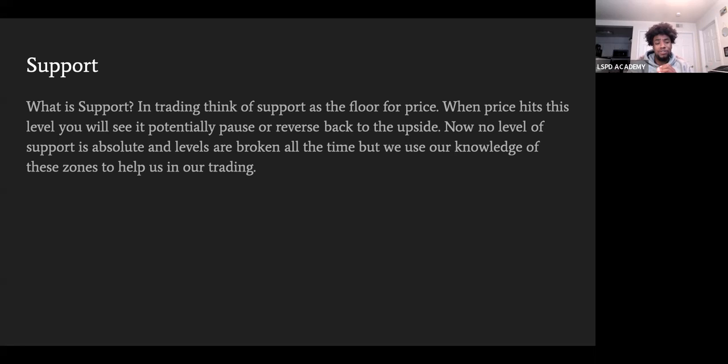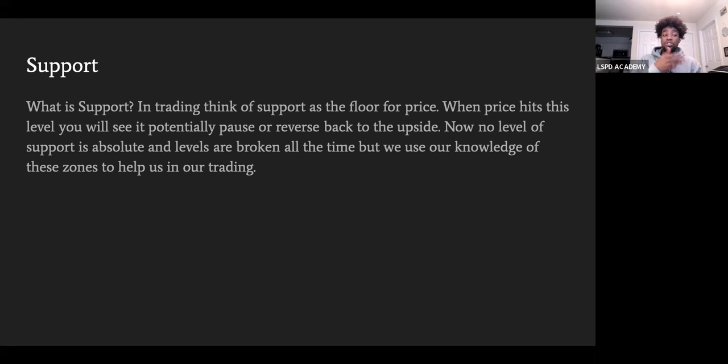Well, first things first, what's support? All right, so when it comes to support, I want you to think of support as being the floor for price, right? So when price hits this floor, what you're going to potentially see is price starts to pause or reverse and move to the upside, or move bullish from this point.